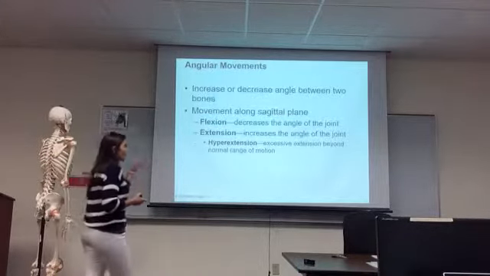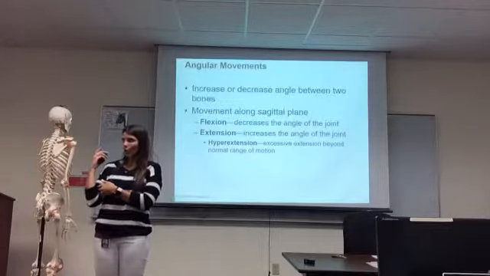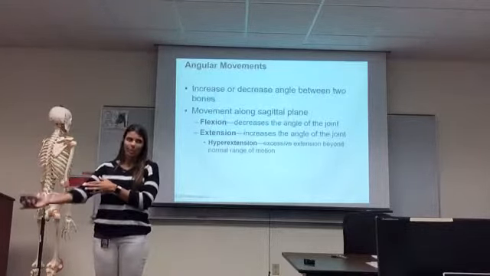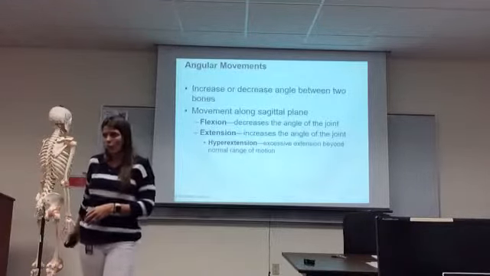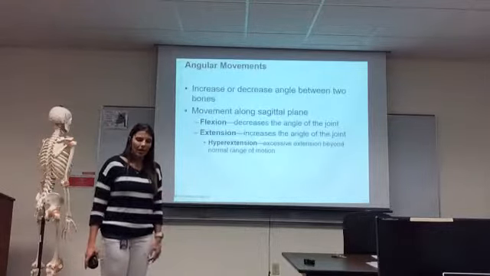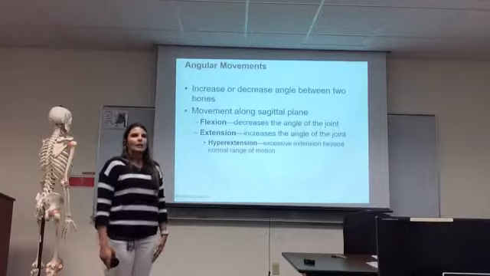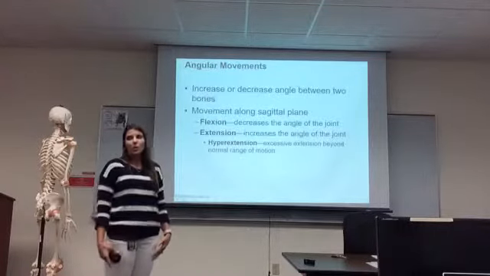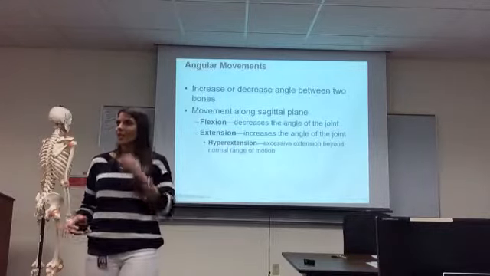Angular movement: flexion, extension, and hyperextension. Flexion means the angle gets smaller. Extension means the angle gets bigger. Hyperextension means you move it beyond its normal range. The lady here, when she does flexion, she made the angle smaller. Extension, she made the angle bigger, and then she goes hyperextension. So, flexion, extension, hyperextension.